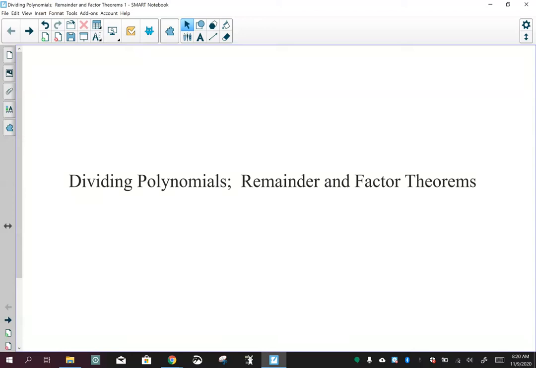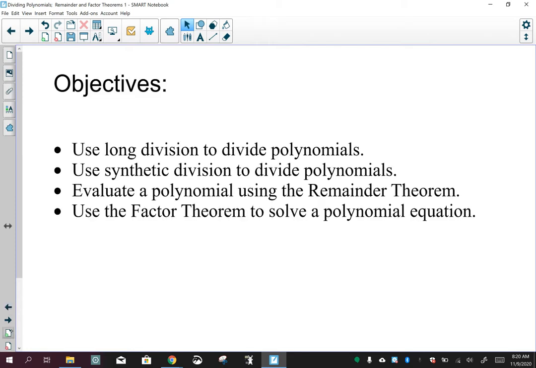Hello, everybody. So today we're moving on to dividing polynomials, and then we're going to take a look at remainder and factor theorems because they all go together. So what we're going to do in this lesson is look at long division, synthetic division, then we're going to use the remainder theorem to evaluate, and then we're going to use the factor theorem to solve a polynomial equation.